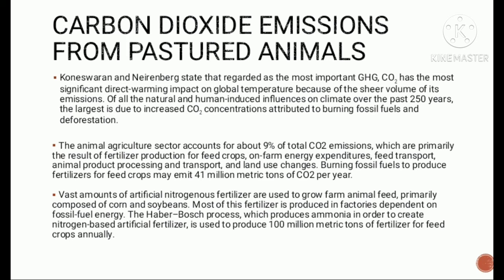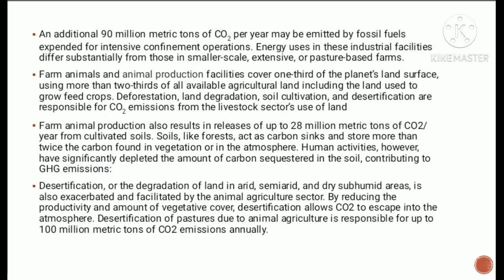Vast amounts of artificial nitrogenous fertilizer are used to grow farm animal feed, primarily composed of corn and soybeans. Most of this fertilizer is produced in factories dependent on fossil fuel energy. The Haber-Bosch process, which produces ammonia in order to create nitrogen-based artificial fertilizer, is used to produce 100 million metric tons of fertilizer for feed crops annually.